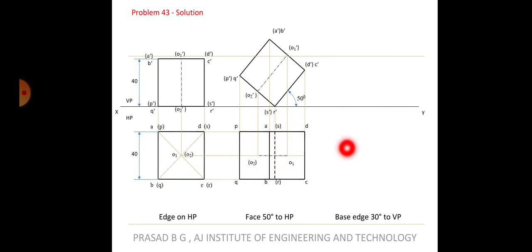So in the question it is said that the edge on which it is resting, the base edge, that is inclined at 30 degrees to VP, not the axis. So what do you have to do now? So we have to make sure that this line RS will be inclined at 30 degrees to VP. Okay, so first let us draw the 30 degree line. Okay, I have taken the 30 degree line this side.